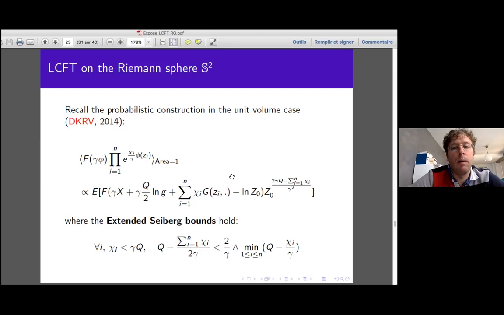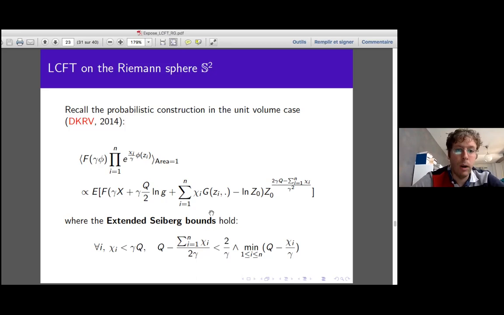Okay, and when I do this, remember there was a plus log psi in our definition, which gave the law of the area of my quantum surface. But if I condition my area to be one, I get rid of this gamma distributed random variable, and I end up with just setting log psi to one. So I have a definition of my Liouville field with marked points at the z_i, and when I condition the total area of my quantum manifold to be one, I get this thing here. Now, this thing has an advantage, which is that it exists under the extended Seiberg bounds.